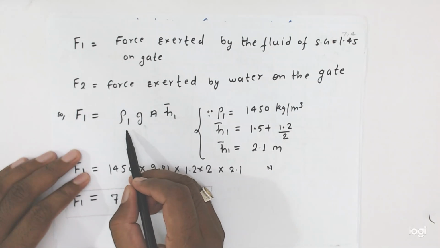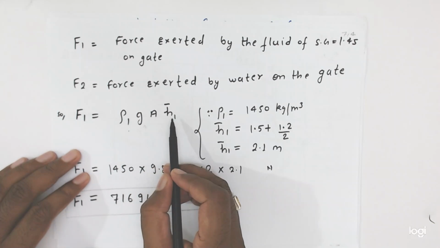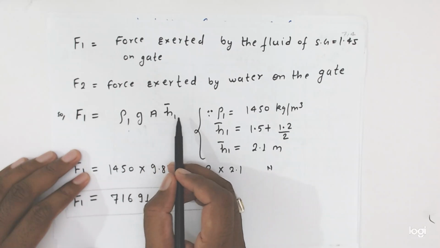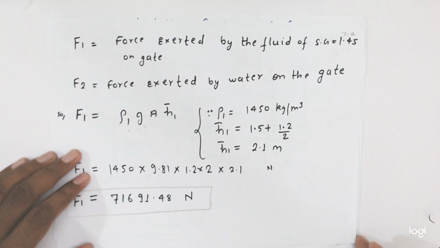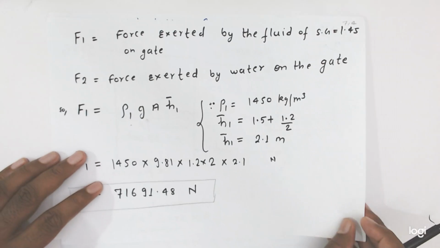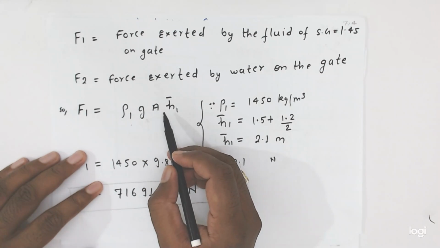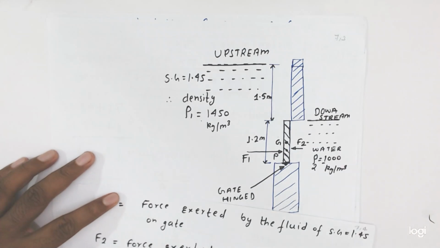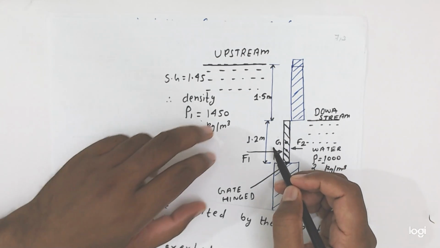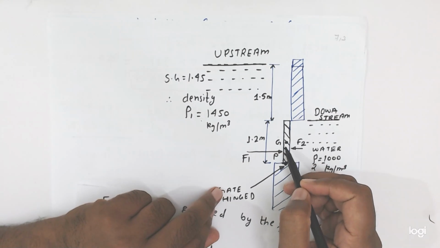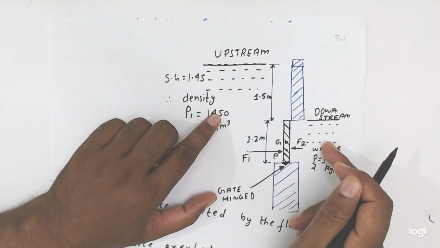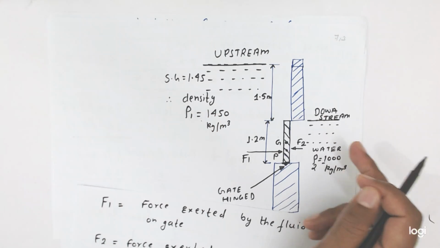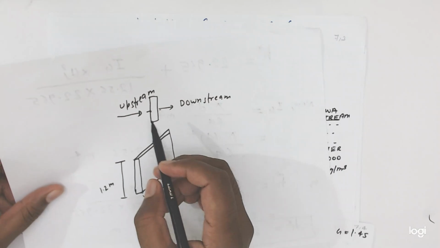Okay friends, now see here, we know friends, the force exerted by the liquid is rho g A h bar. Since here density is different, so we'll put here rho 1 g A H1 bar, because friends here you see the H bar is different. In this case the H bar will be different, and in that case H bar will be different, because the H bar is the distance.